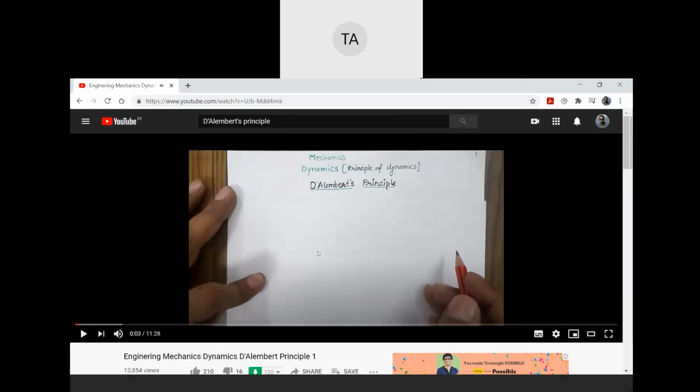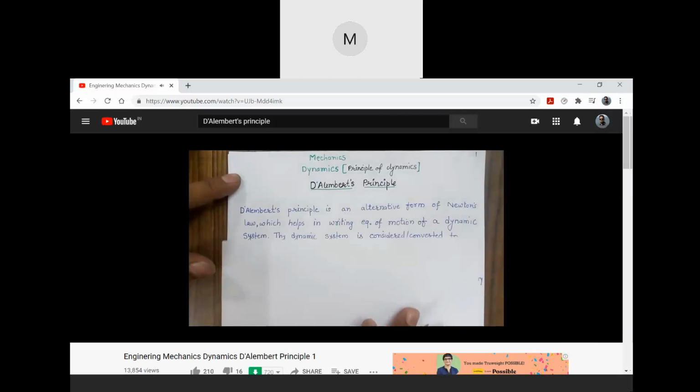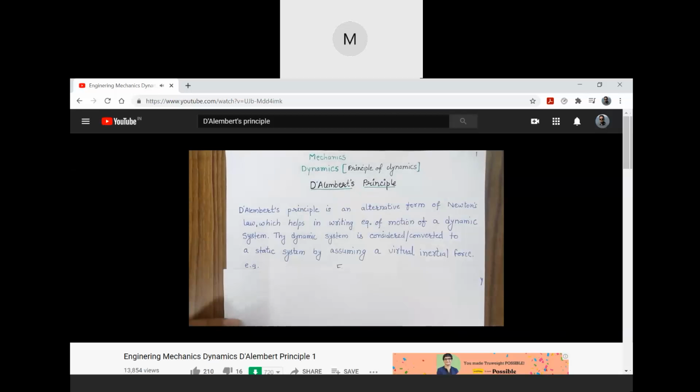To the session of engineering mechanics. So just try to understand this. It will clear the concepts more. In this session, we will try to understand one of the important principles of dynamics, that is D'Alembert's principle. D'Alembert's principle is an alternative form of Newton's law of motion, which helps to write the equation of motion for a dynamic system.